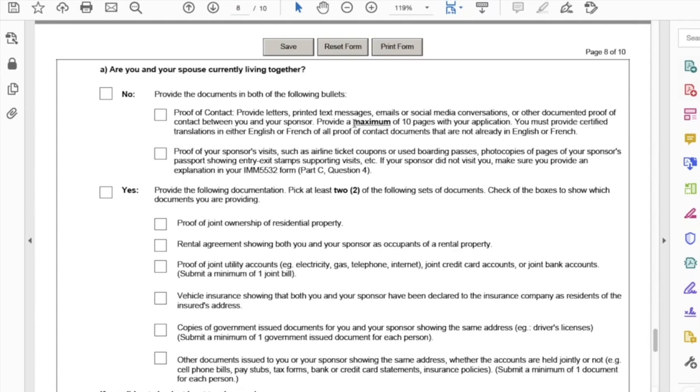You have to provide a maximum of 10 pages within your application. Do not provide too much of it. However, try to find all those communications in English. If it is not in English, in that case you need to get the translations done as well. Then you can check the other point as well. You have to provide the proof of your sponsor's visit, etc.